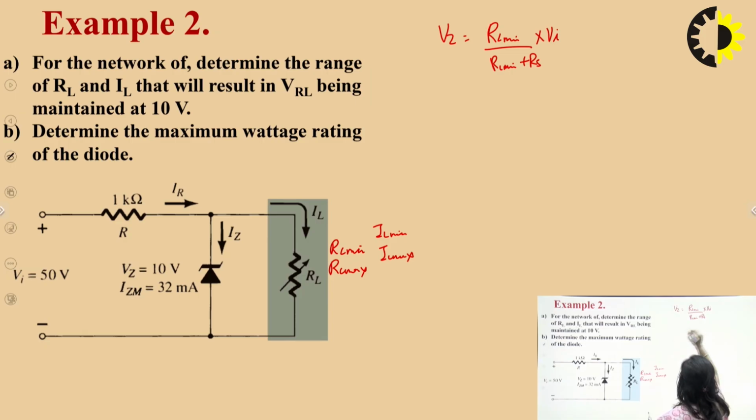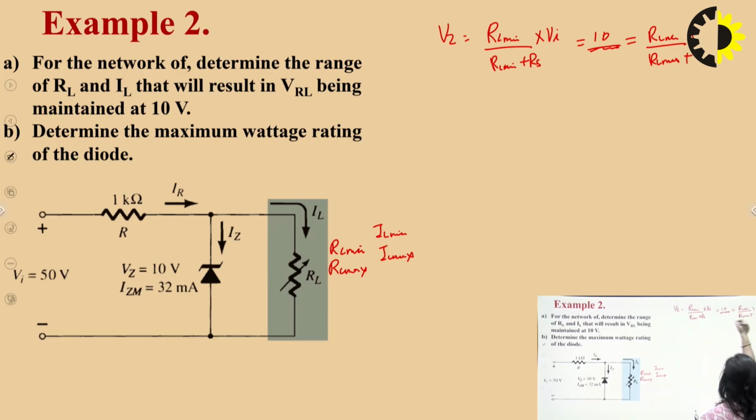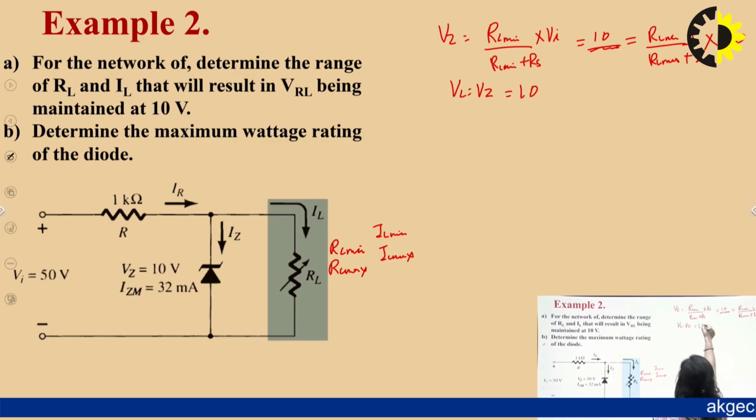So VZ is here 10. So 10 is equal to RL minimum, we have to find out RL minimum, upon RL minimum plus RS. RS is given as 1 kilo ohm and VI is given as 50 volt. So by using this formula, we can find the value of RL minimum. And for RL minimum, VL would be equal to VZ. This is our target, and that is equal to 10 volt.